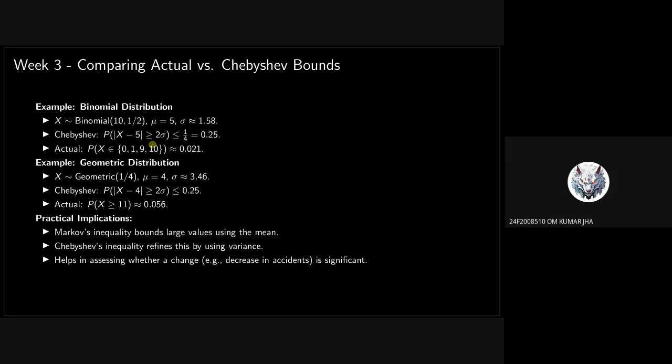Probability of |x − 5| ≥ 2σ. So, consider it like a straight line. Okay, so this is your mean. Suppose this is 0, this is 5. The distance from the mean is greater than 2σ. Okay, suppose this is 2σ.